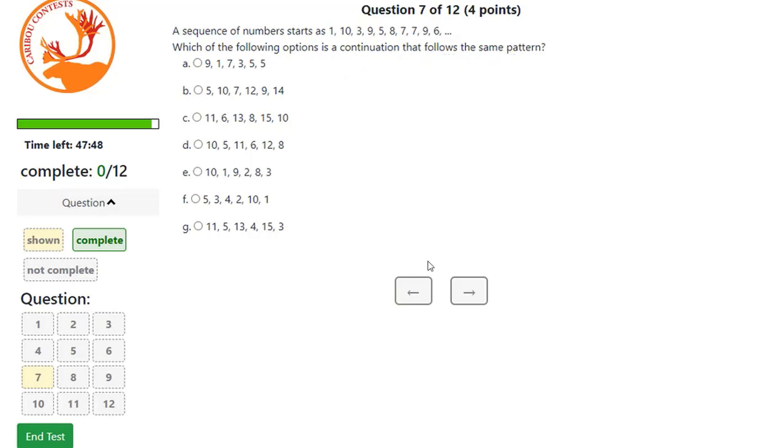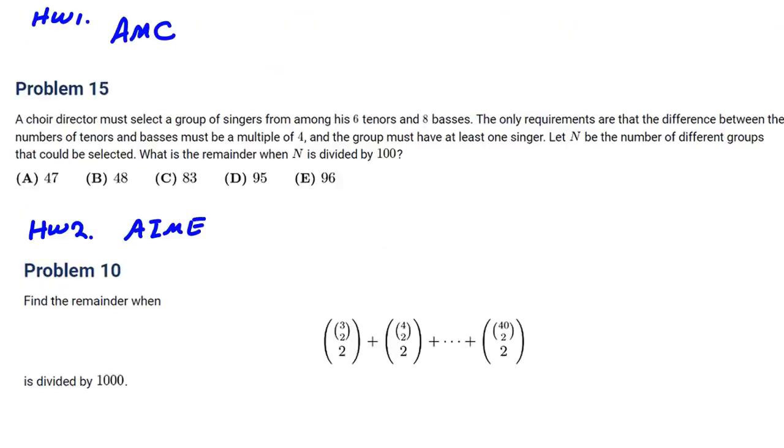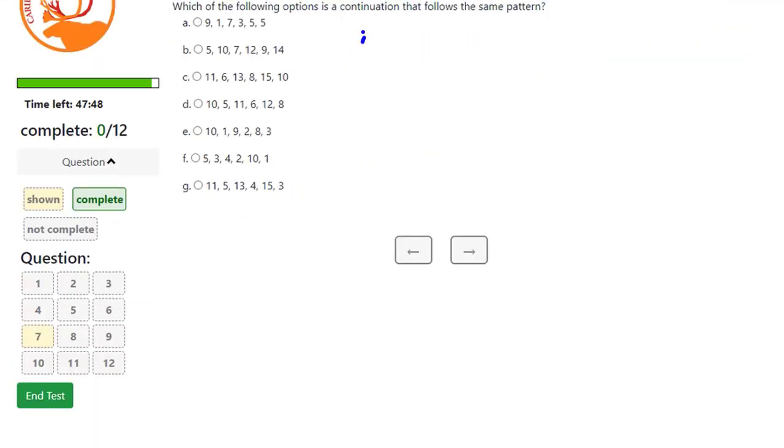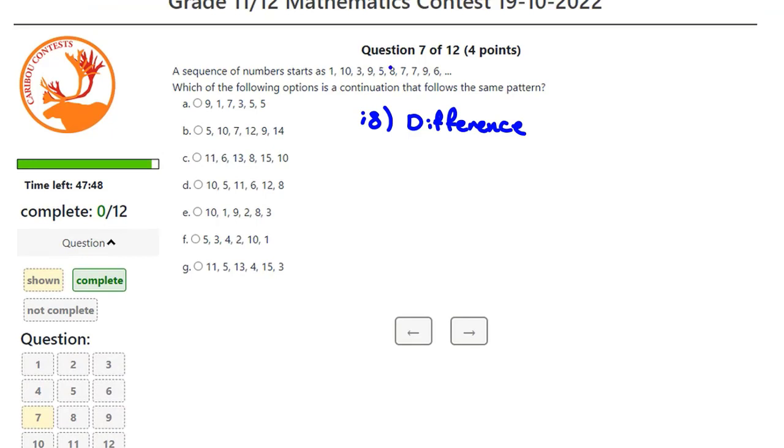Okay. When we see these things, one important idea, let me call this one idea 8: you should consider the difference. Sometimes the difference between consecutive terms, sometimes the difference between, for example, alternate terms, the difference between elements.